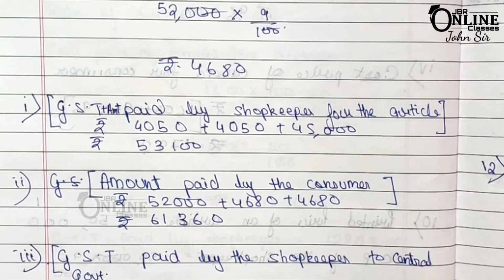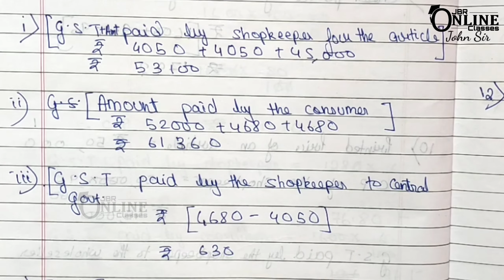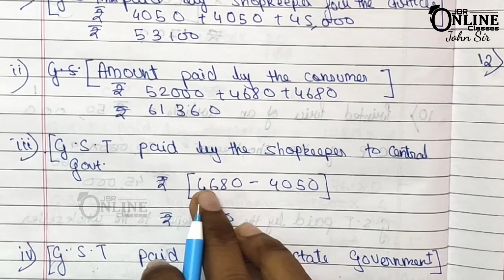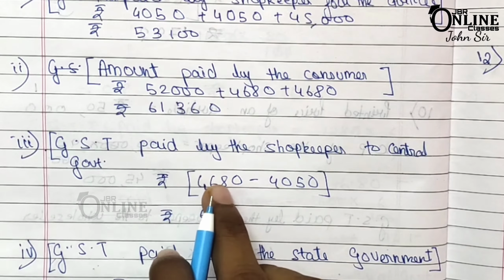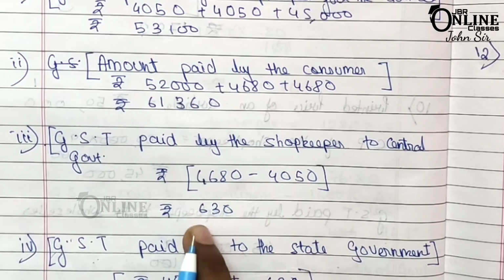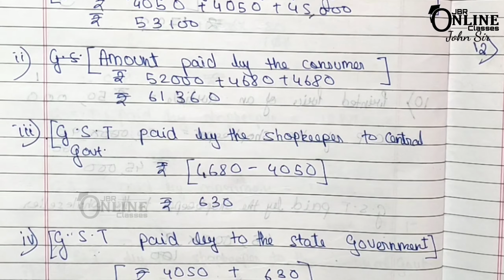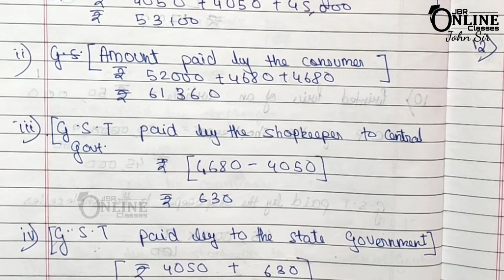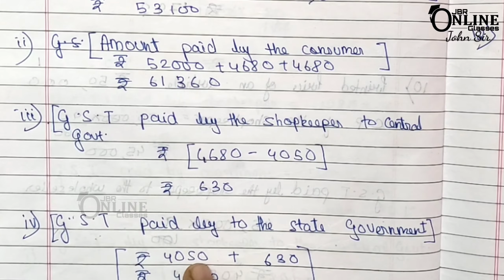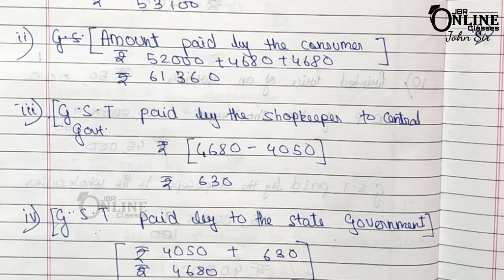That equals 61,360. Now number 3, the amount of tax paid by the shopkeeper to the central government. The GST paid by the shopkeeper to the central government will be 4680 as the output CGST minus 4050 input CGST, which equals 630. Now the last one, the amount of tax received by the state government. Here the GST received by the state government is 4050 plus 630, which equals 4680.